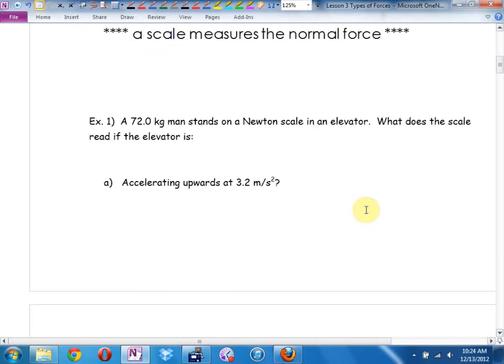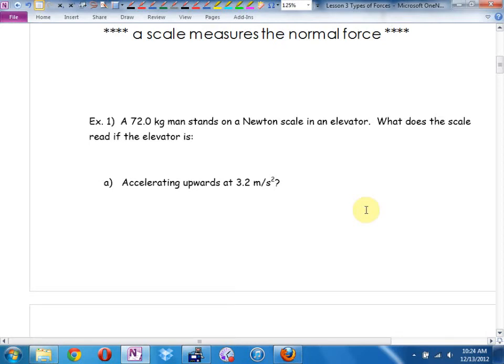This brings us to the classic elevator question, a classic physics thought problem. A 72 kilogram man stands on a Newton scale in an elevator. So this scale doesn't measure kilograms, it measures newtons. A little easier. What does the scale read if the elevator is, and I'm going to give you a bunch of situations, in the first situation, accelerating upwards at 3.2 meters per second squared?